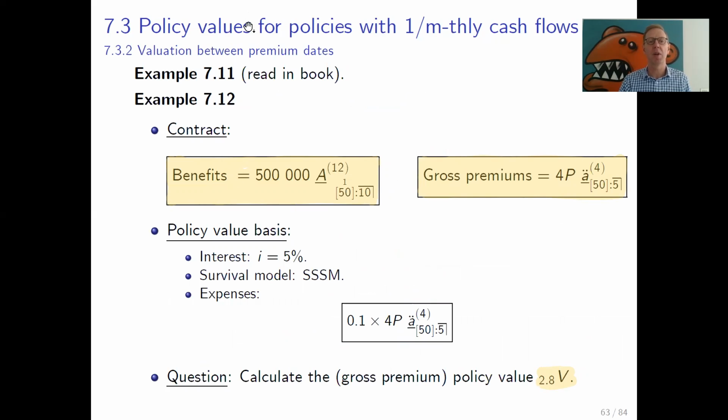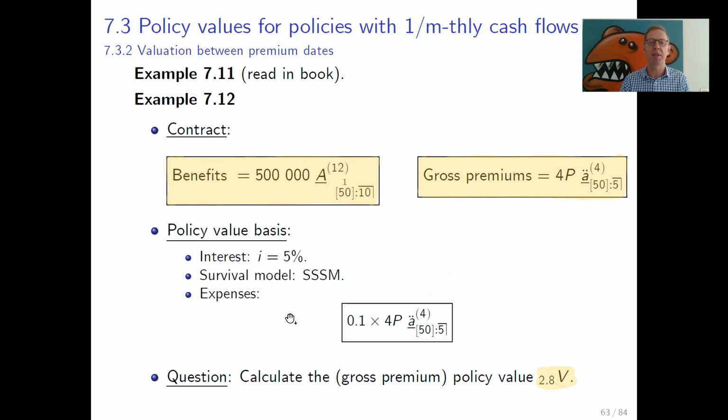Let us have a look at valuation between premium dates. Another example is example 7.11. Read that example in the book. And then there is example 7.12. So we have again the same contract with the term insurance for a duration of 10 years on a person of age 50 with a payment of 500,000 at the end of the month that he dies, and the premiums are paid 3 monthly, and each 3 months there is a premium paid.